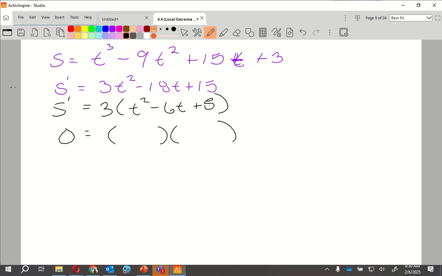So t squared minus 6t plus 5. What are my two numbers? Negative 5 and negative 1. So I get t minus 5, t minus 1. Now solve for t. So I get t equals a positive 5 and t equals a positive 1.